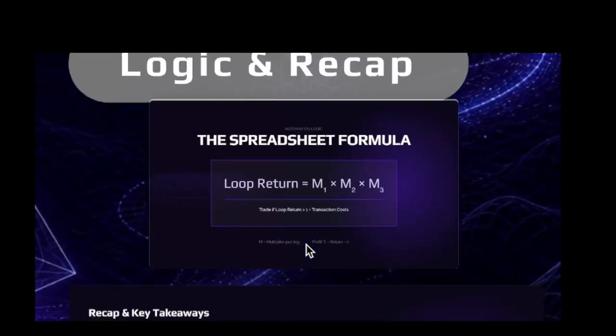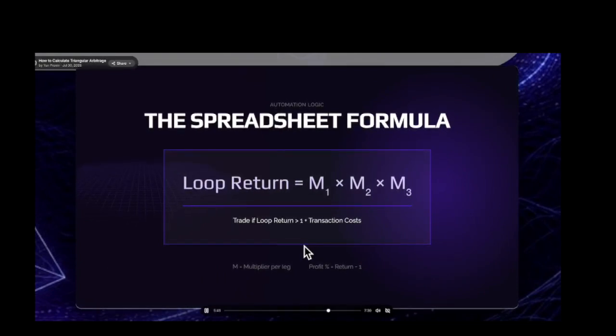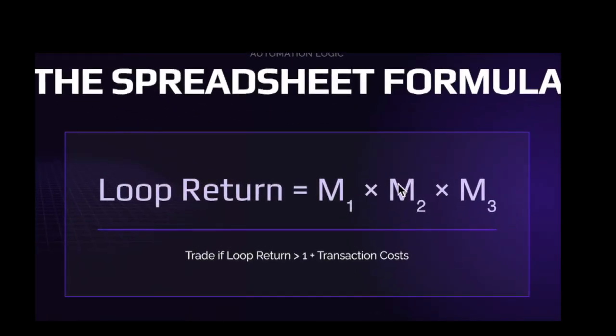The spreadsheet formula for triangular arbitrage is easy to calculate in a spreadsheet when every conversion is expressed as a multiplier. For each leg of the trade, determine the correct conversion multiplier. If the exchange rate quote points in the same direction as the trade, we may multiply by the quoted rate. If it points in the opposite direction, we use the reciprocal of the rate. We then multiply the 3 conversion multipliers together. The loop return equals multiplier 1, multiplied by multiplier 2, multiplied by multiplier 3. Profit percentage equals the loop return minus 1. The final portfolio value equals the starting amount multiplied by the loop return.